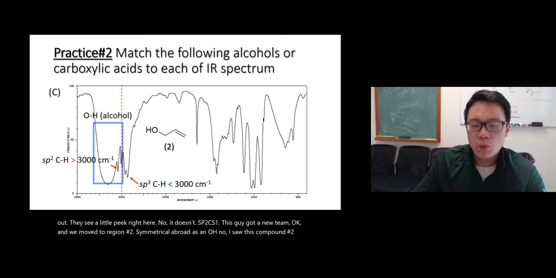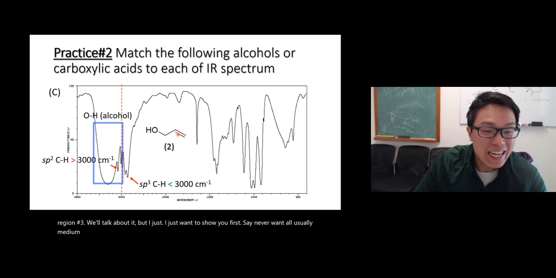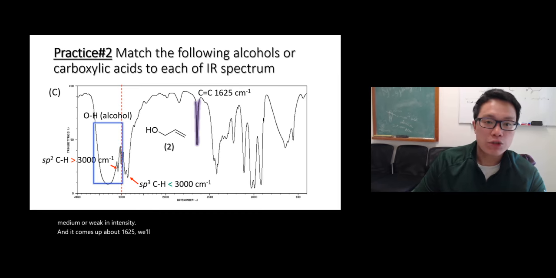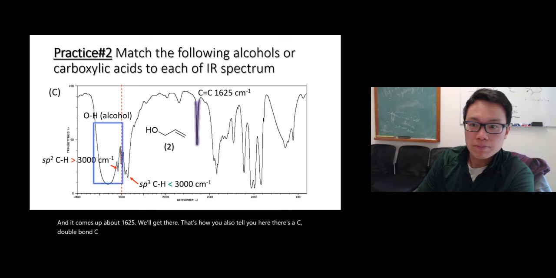In region number three, we'll talk about it, but I just want to show you first. See, C double bond C is usually medium or weak in intensity, and it comes up about 1625. We'll get there. That tells you there's a C double bond C stretching.